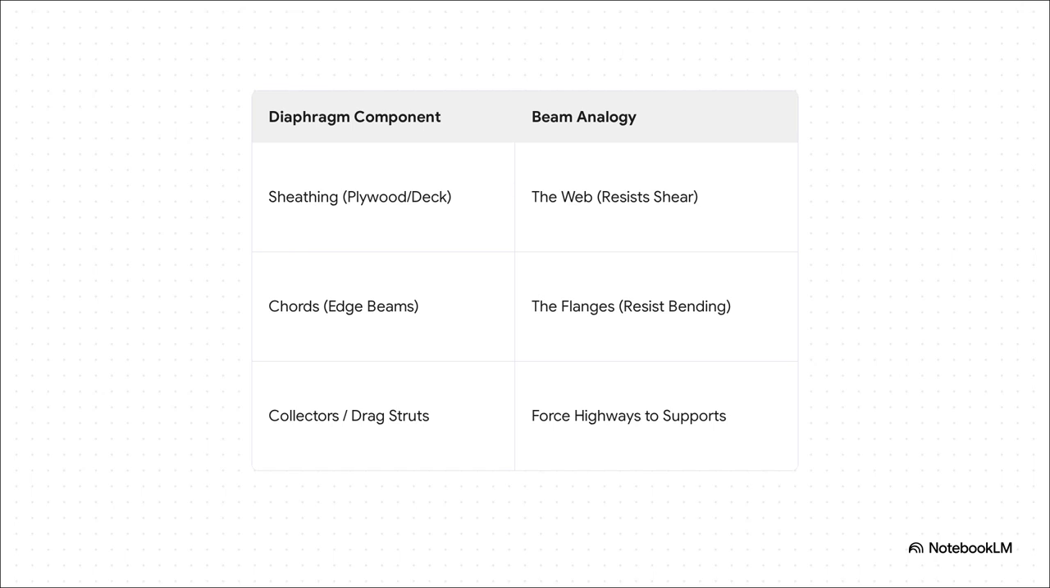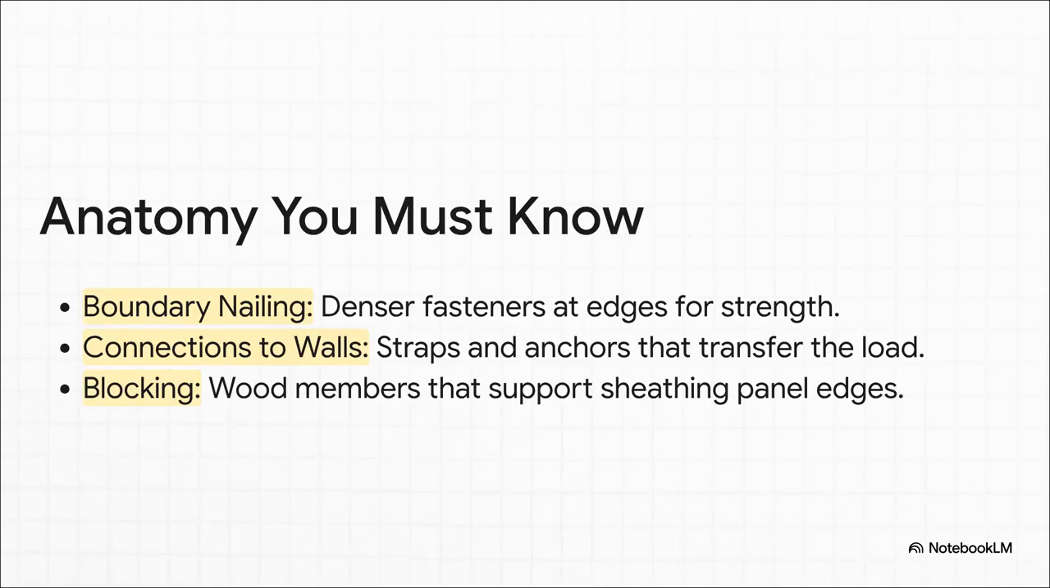Then you have the chords, which are basically the edges of the diaphragm. They act just like the flanges on an I-beam, taking all the tension and compression from bending. And then you have these special pieces called collectors or drag struts. Just think of them as force highways, grabbing all that load from the web and dragging it over to the walls.